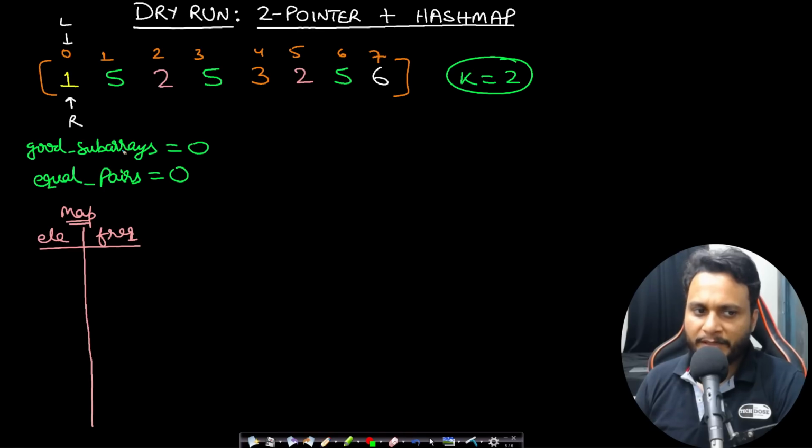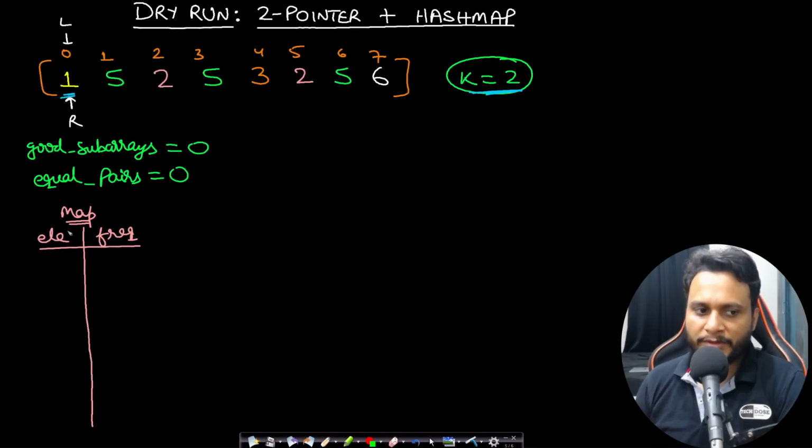So in this case, I will be taking the good subarrays equals to 0 and equal pairs equals to 0 with k value equals to 2. That means a subarray will be a good subarray if it has at least 2 equal pairs. So let's see. I will be taking this right pointer and I'll keep moving the right pointer to the right hand side until I reach out of bound, or actually I have k equal pairs.